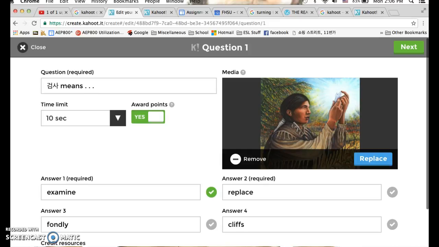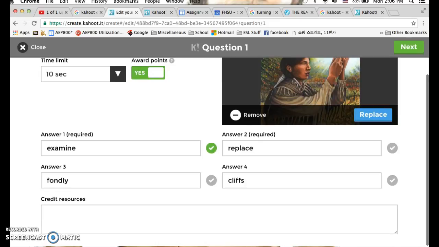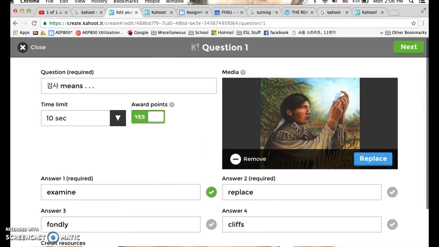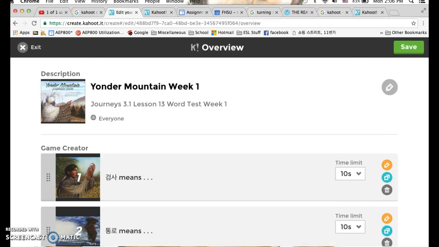And I can add the question here, the time limit. Am I going to award points? Here are the answers. Then I select which answer is correct. I can credit sources, and I can also add a photo. Okay, let's close this one.